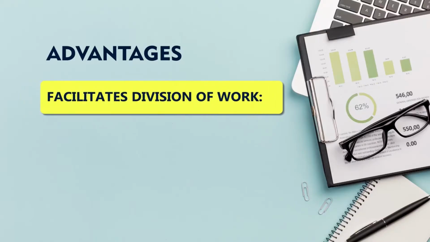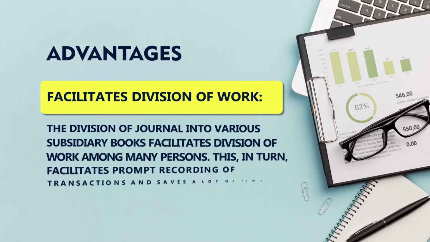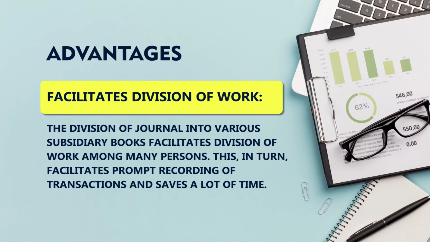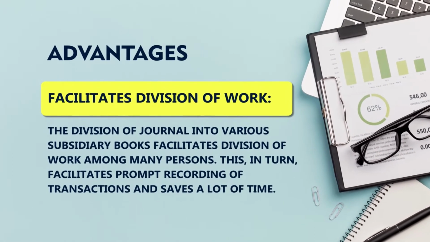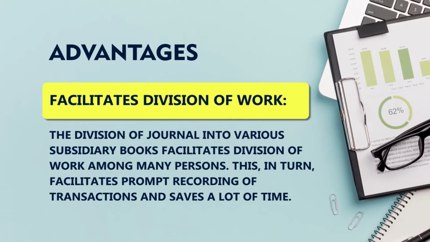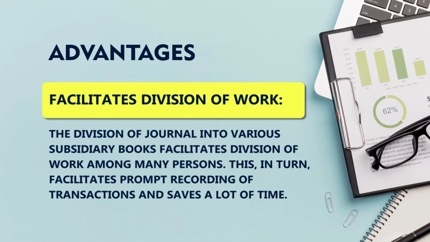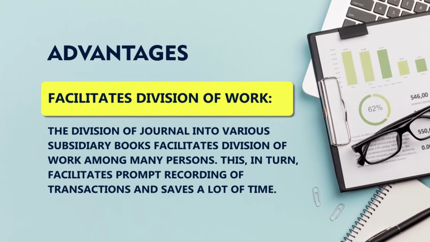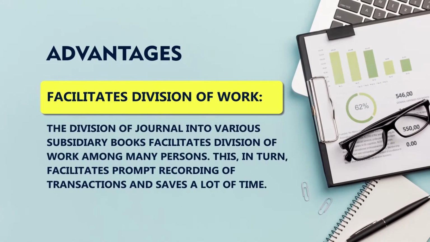Then the next one is facilitates division of work. The division of journal into various subsidiary books facilitates division of work among many persons. This in turn facilitates prompt recording of transaction and saves a lot of time.